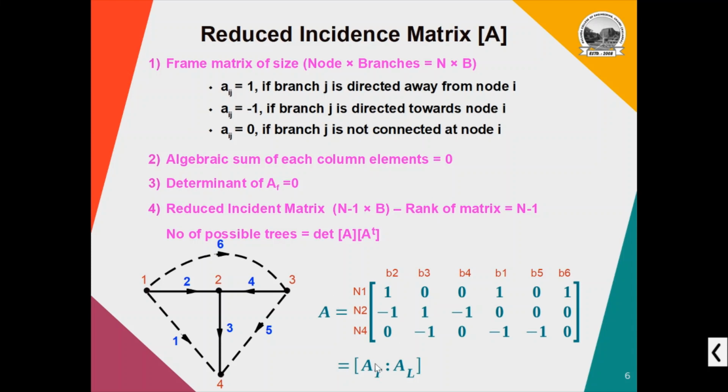Okay, and here this A matrix can be written like I have already told you, it is divided into two groups. One group is dealing with the twigs, and another group is dealing with the links. So this matrix A can be divided into two parts, AT and AL. AT belongs to the incident matrix of the twigs, whereas AL represents the incident matrix of the links.